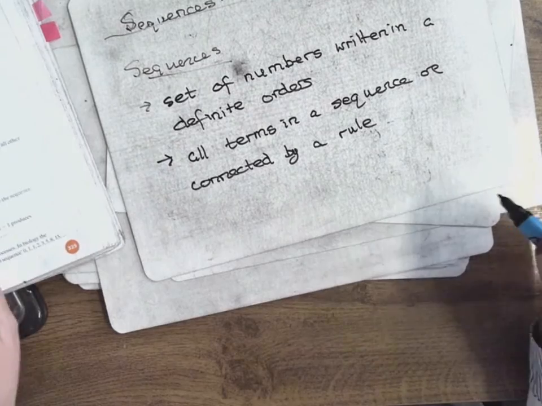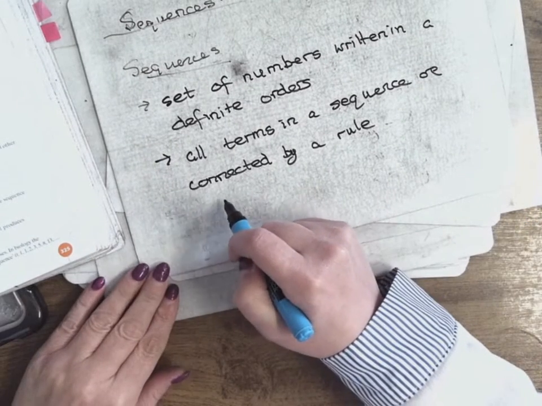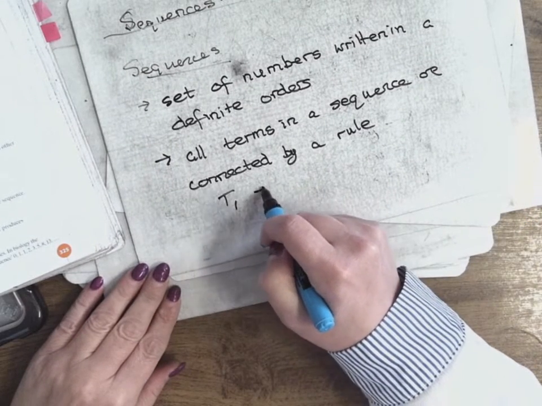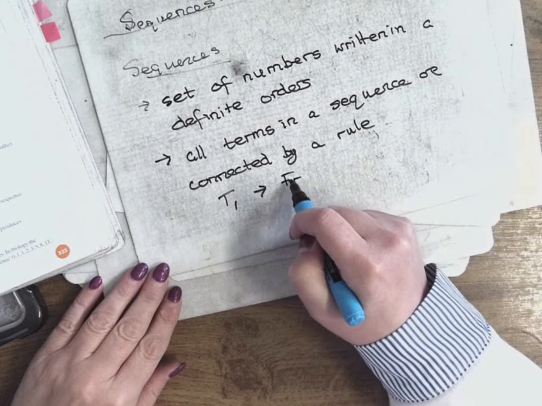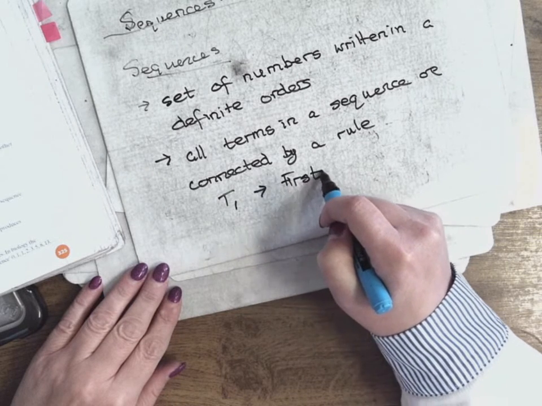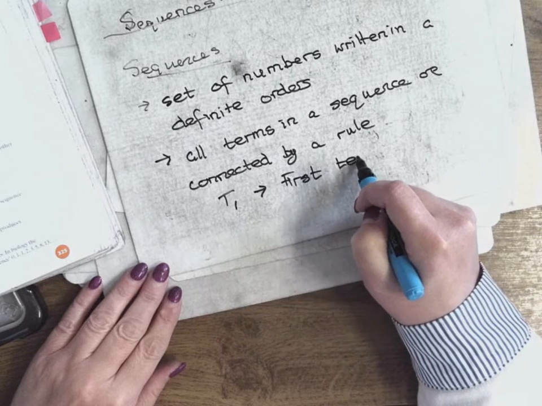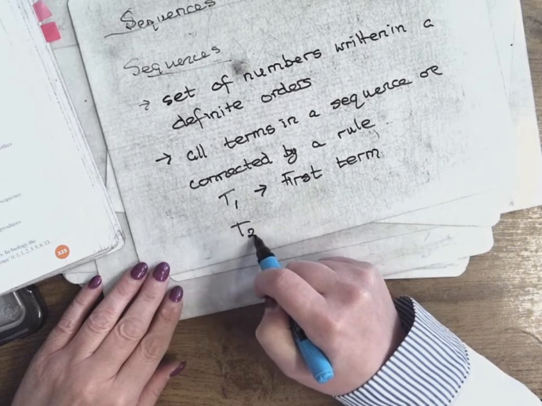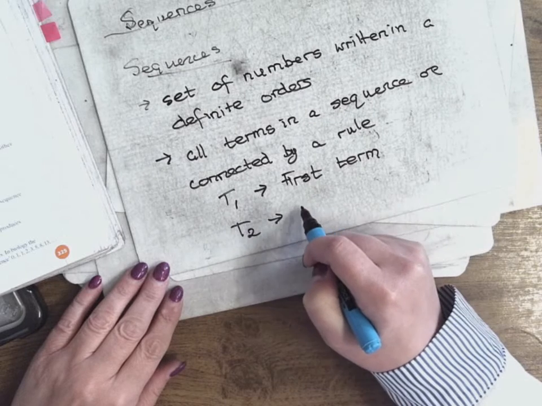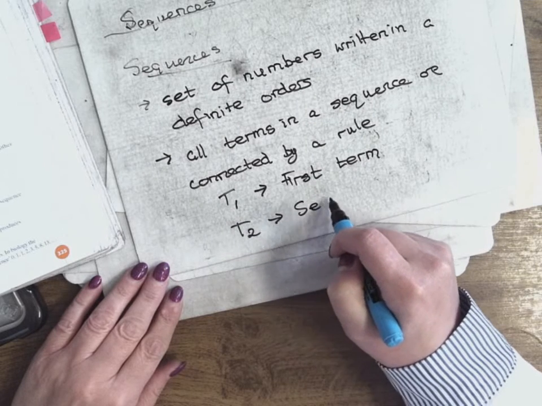So the first term, T1, is the first term. Do you remember this? Does it make sense? Or is it like a foreign language? We'll see in a minute. T1 is the first term. T2, what do we call that? The second term, term number 2.